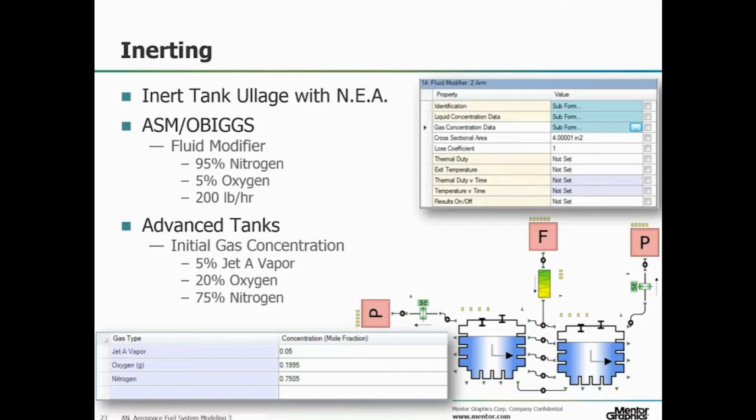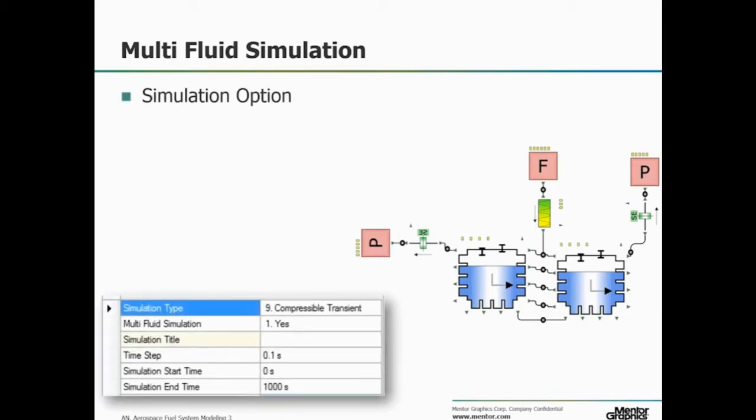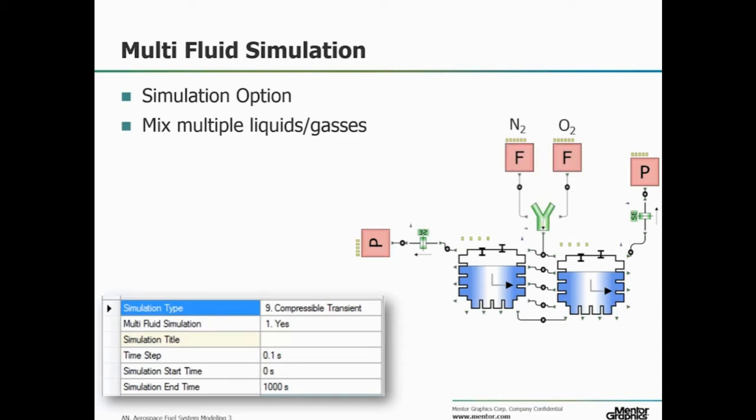The remainder of the gas in the tank is set to nitrogen and oxygen in normal ambient proportions. The underlying technology behind this type of study is an analysis option in Flowmaster called multi-fluid simulation. Multi-fluid simulation is an option that you can enable on either compressible or incompressible analysis types and allows the real-time mixing of multiple liquids or gases in a single system at one time.